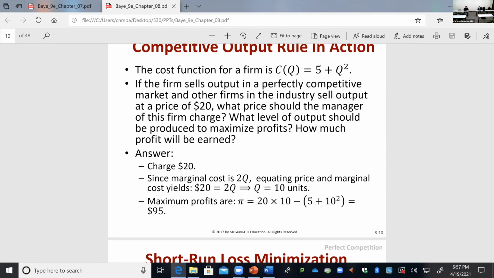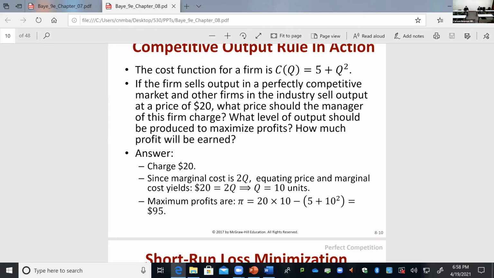Then you can multiply the price and the quantity to get your total revenue and take the difference. Now, what is my price? 20. What quantity is my profit maximizing quantity? 10. So what is my total revenue? 200. What is my total cost? 100, which is 10 squared, plus 5, 105. If I subtract that from 200, what do I end up with? $95 profit.